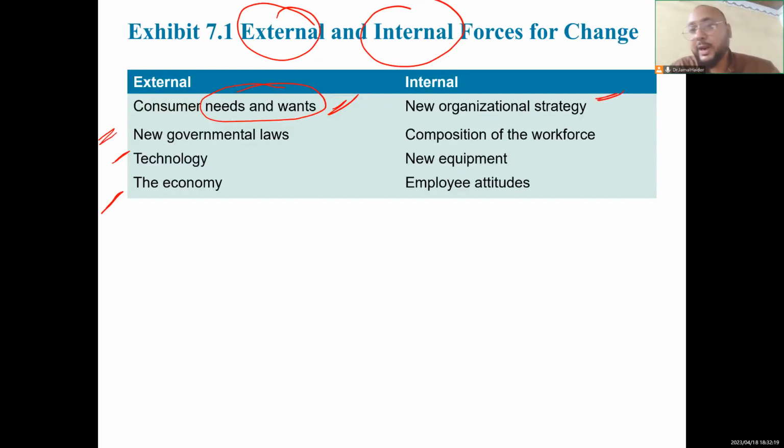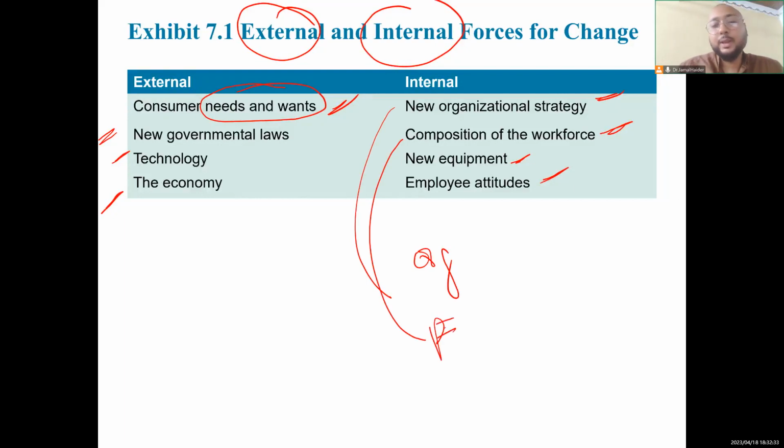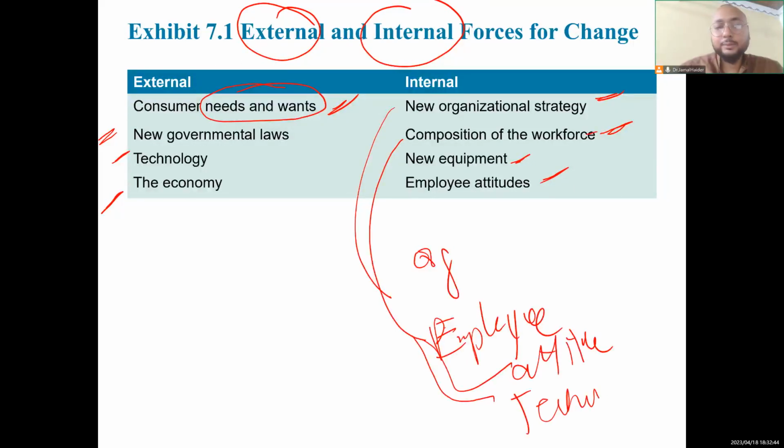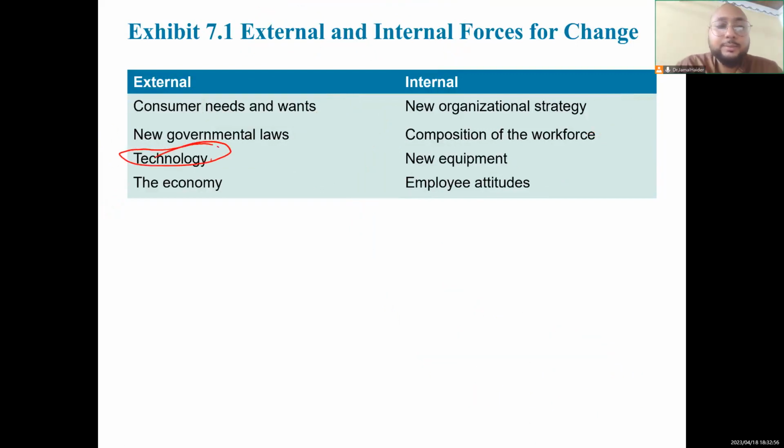Internal: organizational strategy, which you can control, composition of the workforce, new equipment, employee attitude. So you can see the internal are the organization, its employee workforce, right? Attitude of the management or employees, and technology. New equipment also comes with new technology. All right. So some technologies are coming from external.